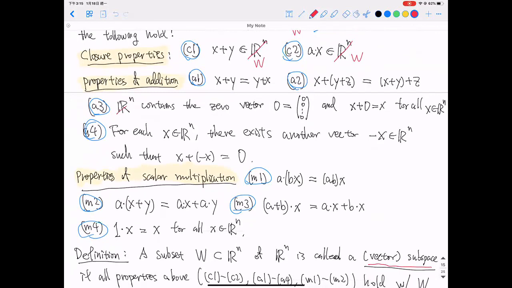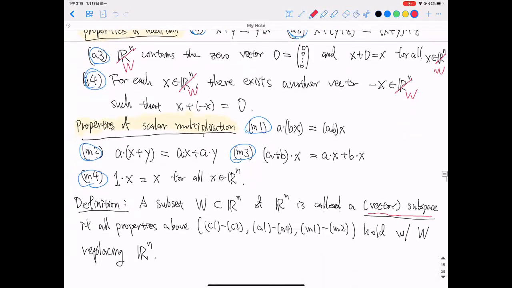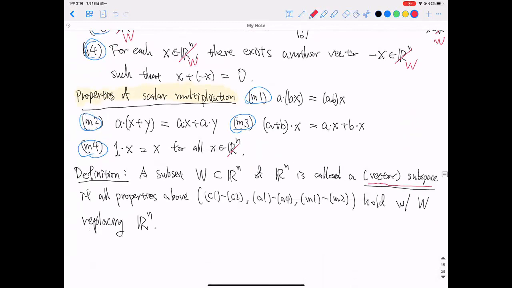And A3 requires that W contains the zero vector, so that x plus 0 is x for all x in W. A4 requires that for every x in W, there exists another vector, negative x, also in W, such that x plus negative x is 0. Now for M1, M2, and M3, they're just supposed to hold because they don't actually care whether these vectors are in W or in Rn. M4 does. M4 requires that 1 times x is equal to x for all x in W. Okay. Now that is, again, a subset W of Rn is called a subspace, vector subspace, if all these properties above hold with Rn replaced by W.